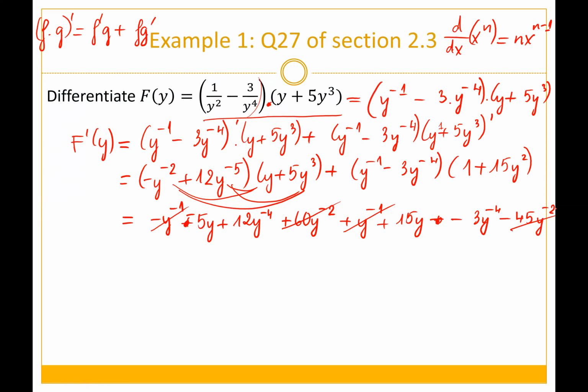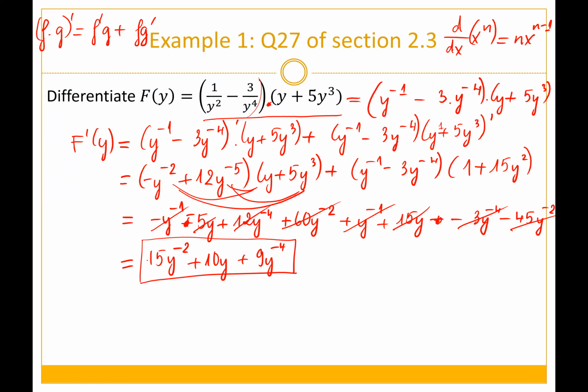This and this, we have 15y to the negative 2 plus 10y plus 9y to the negative 4. So this is the final answer.